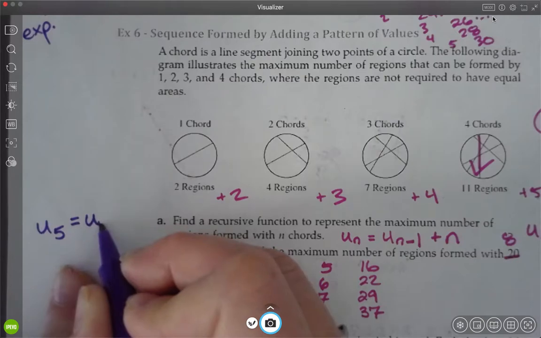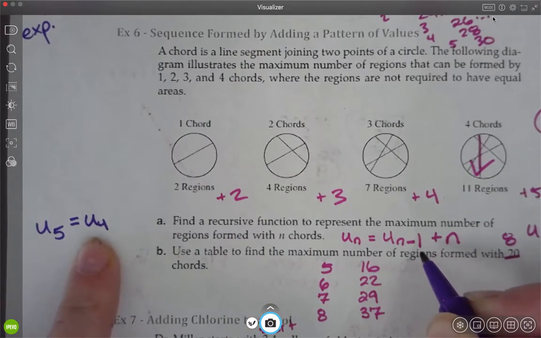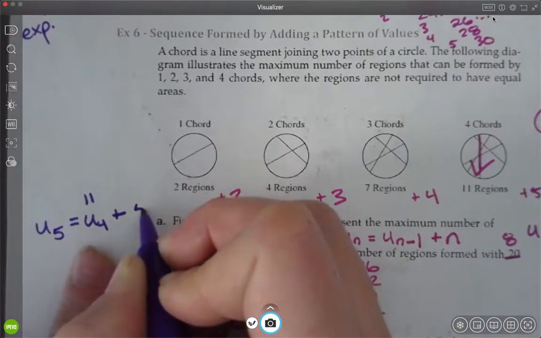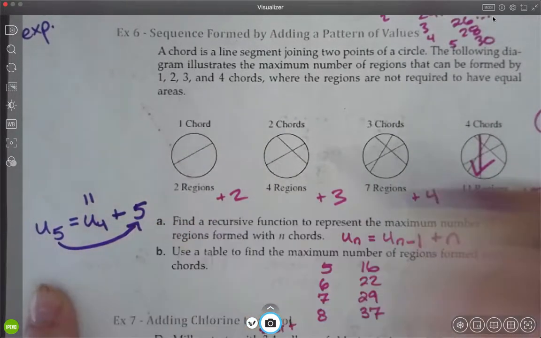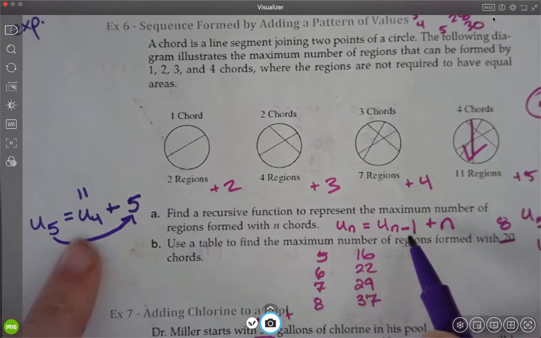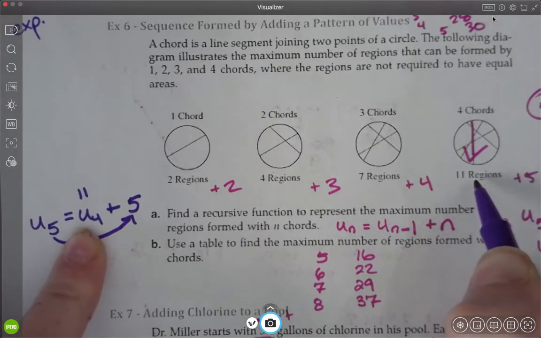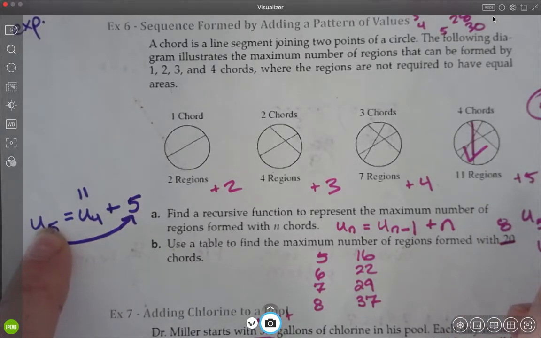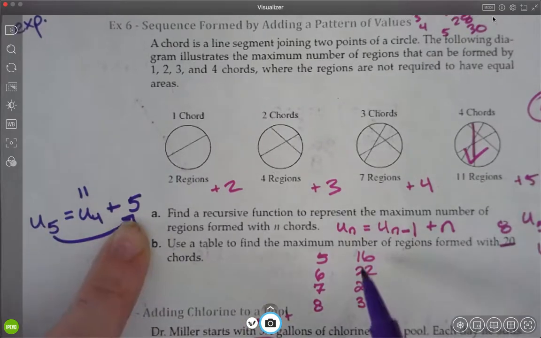u sub 4, that's the n minus 1 part. U sub 4 was 11, but then I'm adding 5 to it. That 5 comes from the n, right? So it's the one right before it, which was u sub 4, and that had 11 regions. But then we're adding 5 more to it, which was reflective of that 5. So 11 plus 5 should give me 16.